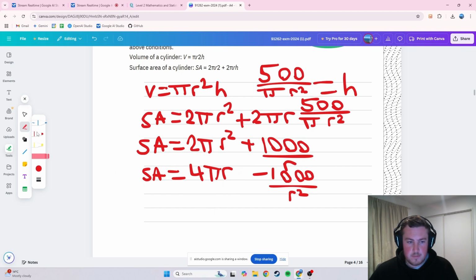Now that you have the derivative of the surface area, set that equal to 0 and solve for r. This will give you the radius that minimizes the surface area. Would you like to work through that together? Yeah, I don't have a calculator on me. Could you do that for me?